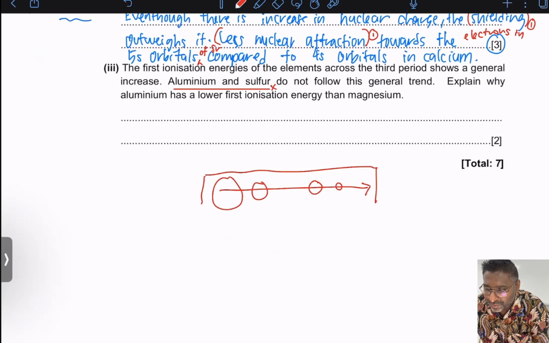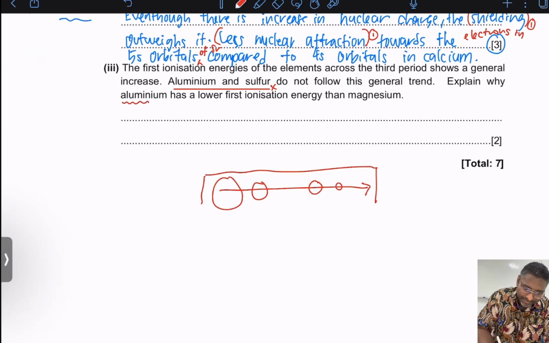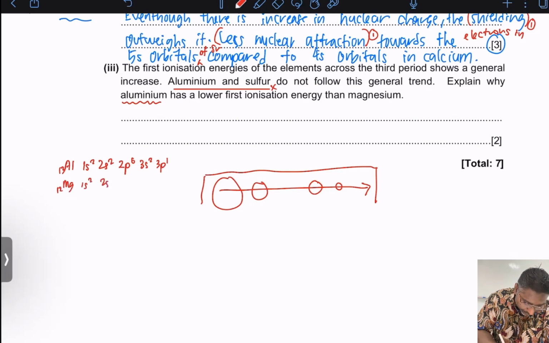Let's see whether you guys are following what I said. Vanessa, is my main focus related to aluminium or magnesium? Aluminium. Yes, the main focus of your answer must be based on aluminium. So let's write down the configurations. Aluminium is 13, so 1s2, 2s2, 2p6, that's already 10, 3s2, 3p1. Magnesium is 12, so 1s2, 2s2, 2p6, and 3s2.